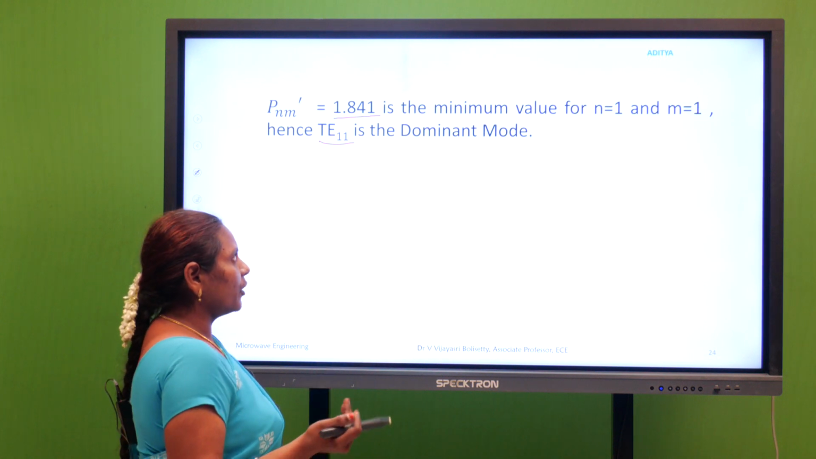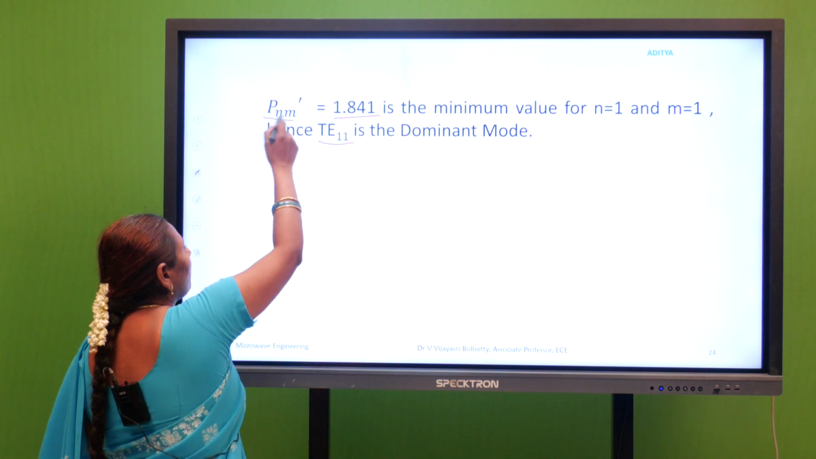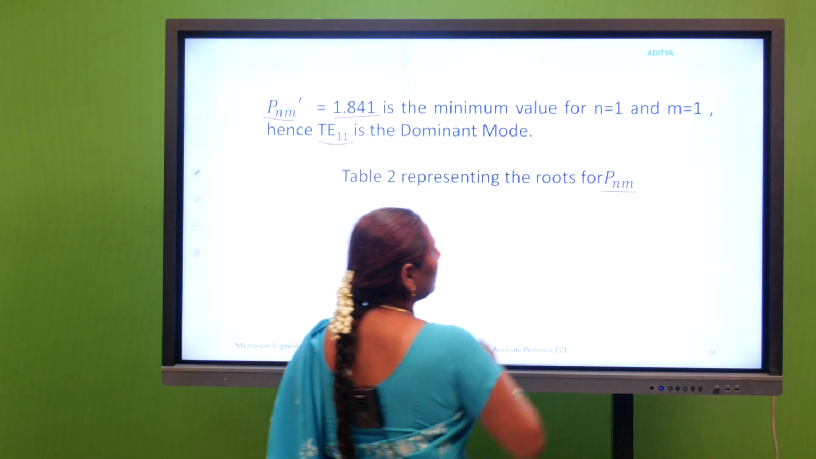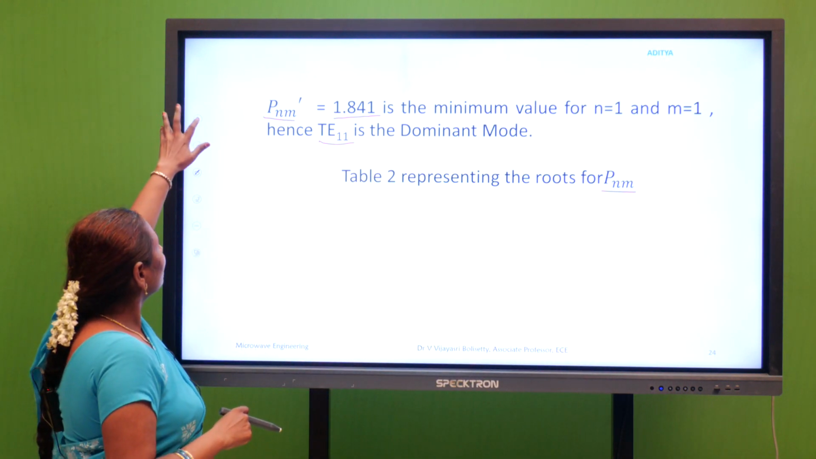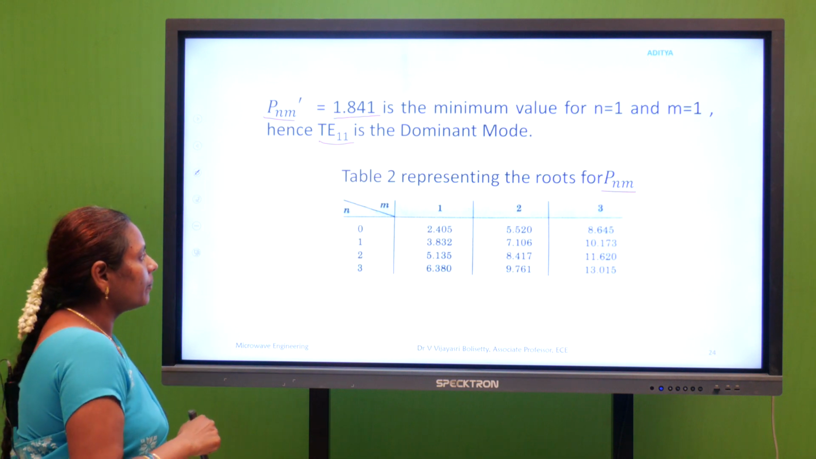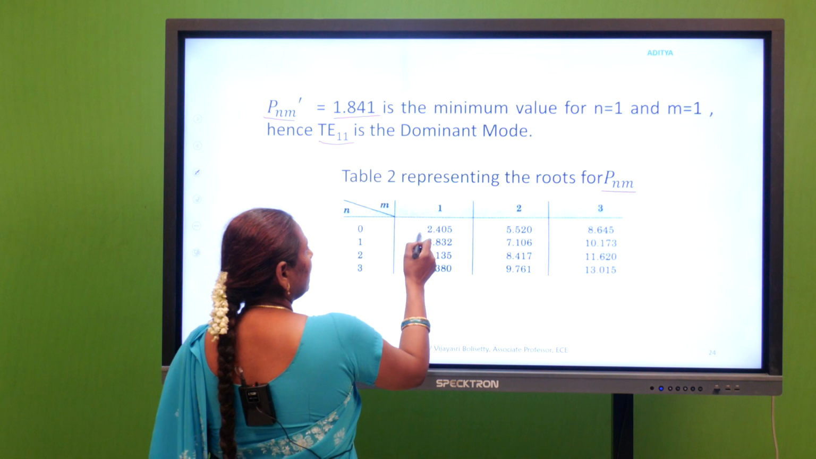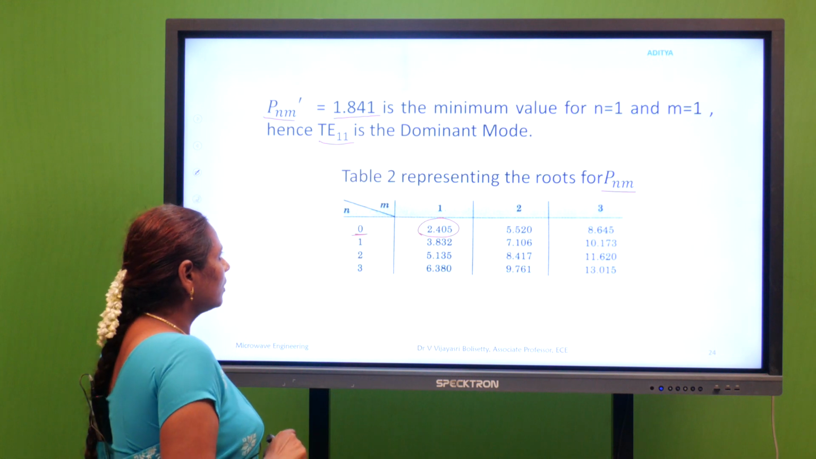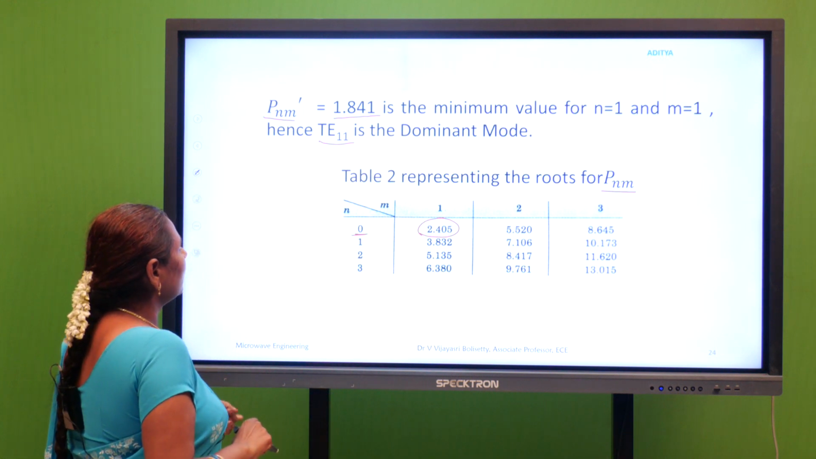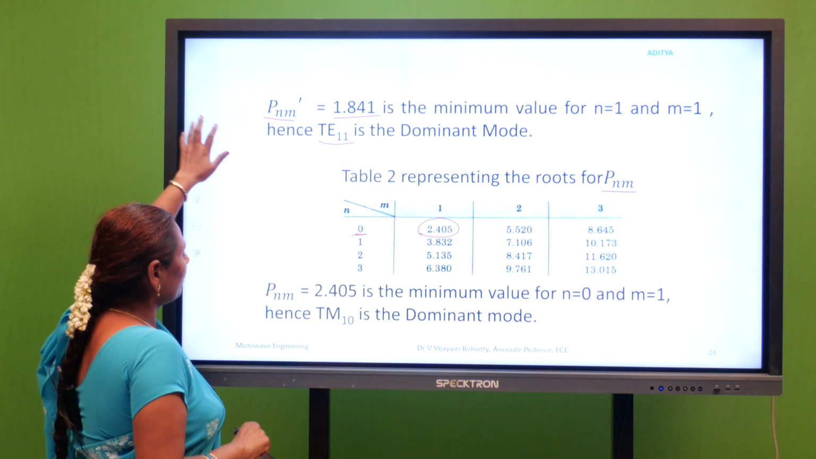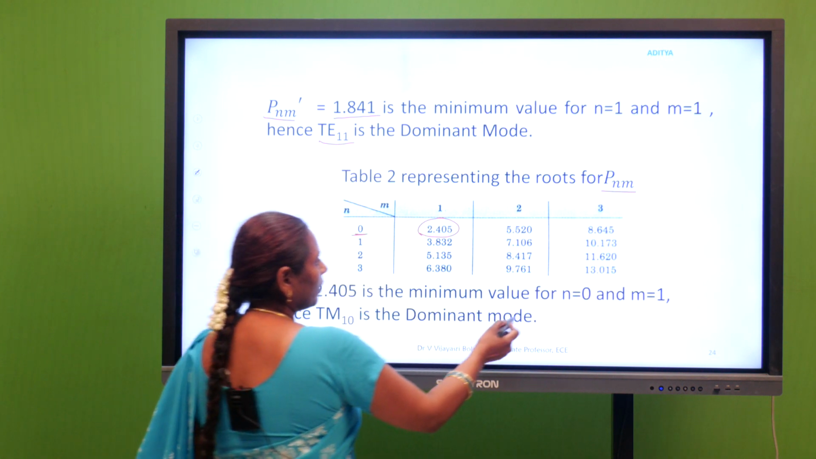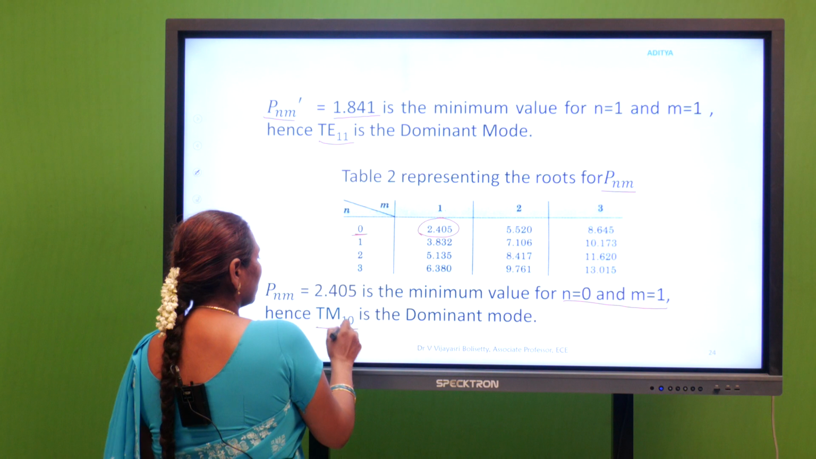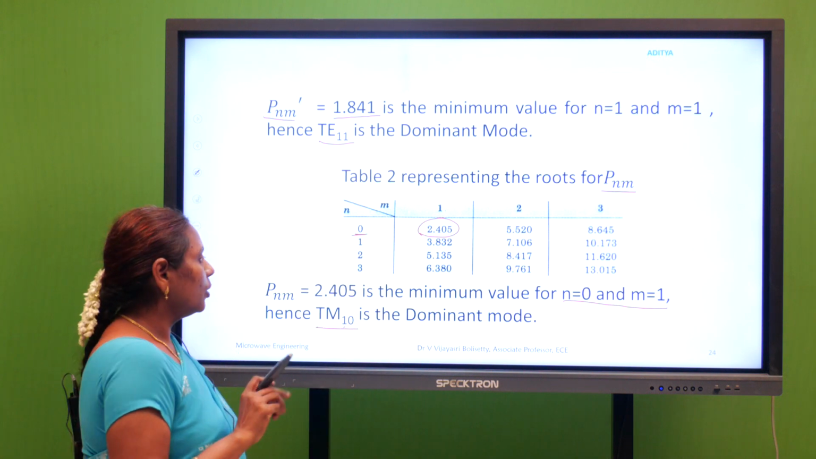For TM mode, we need to take the eigenvalues for Pnm. We need to find the roots for Pnm. If we find the roots for Pnm for different values of n and m, we can find the least value. That means n is 0 and m is 1. So, for TM mode propagation we get the minimum value for n 0, m 1, and so the dominant mode is TM10. TM10 is the dominant mode.